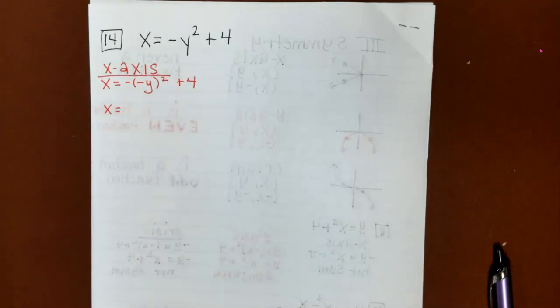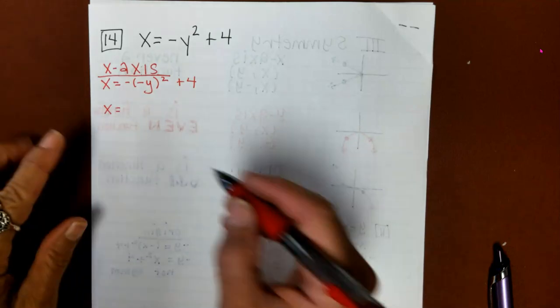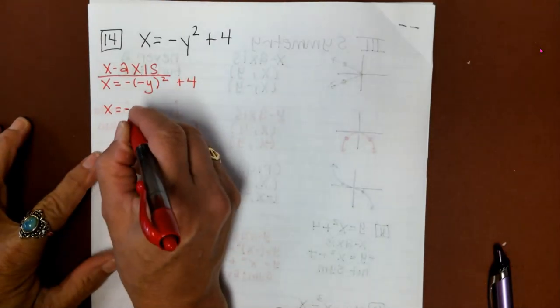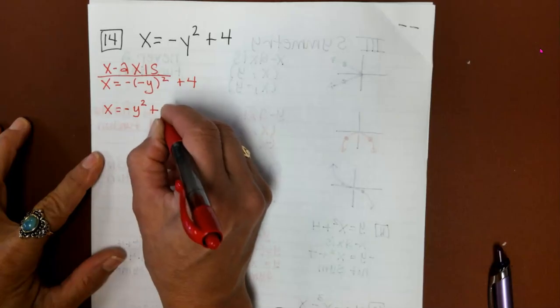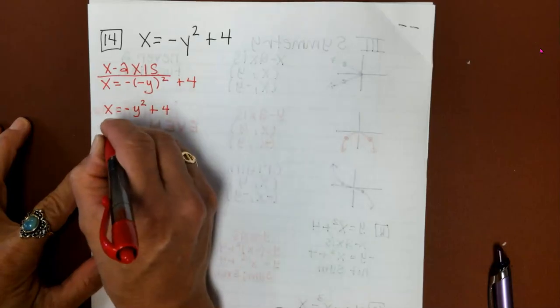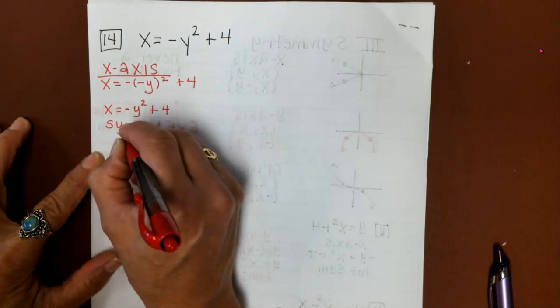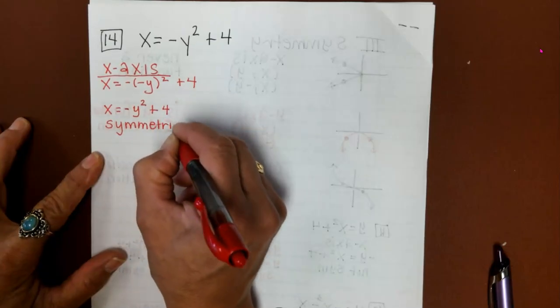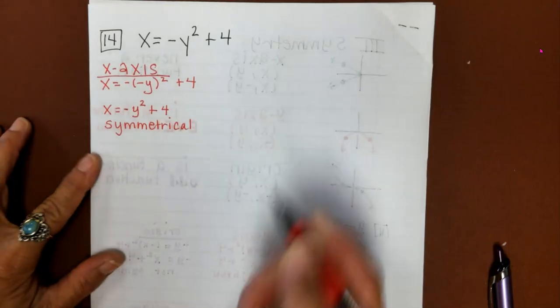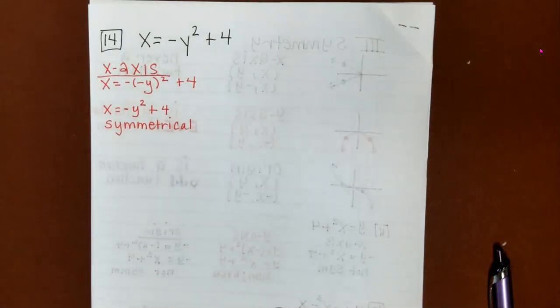You have 3 negatives there. You have 1 on the outside. That counts as a negative. So this ends up being just like what we started with. So this is symmetrical. And it's not special to us because it's not a function, but that's okay. I mean, it's still symmetrical.